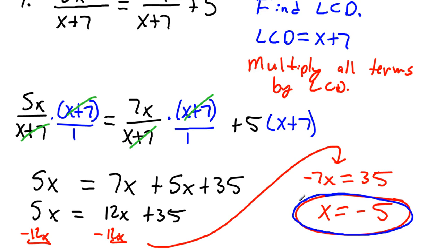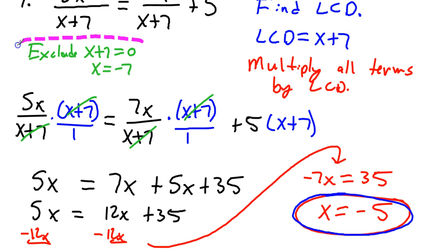Okay, and this is one they would tell you to go back and check your answers. The main thing when you check this is your excluded values, which is whatever makes the denominator equal to 0. So for that, that's negative 7. So that's just one little extra.